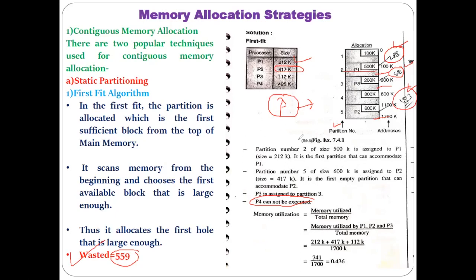What is the characteristic of contiguous memory allocation? The contiguous memory allocation strategy says you can put only one process within one partition. Even if the partition size is more and the process size is less, the remaining space remains unused and wasted. That concept is called internal fragmentation. That is one of the disadvantages of contiguous memory allocation.